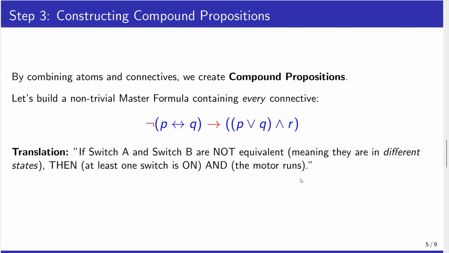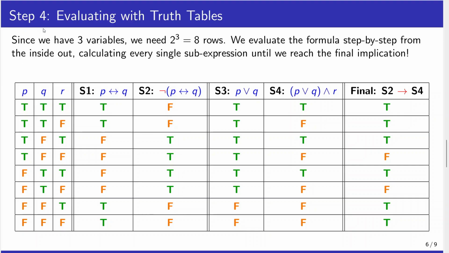Now that we have our rule, how do we test it to see when it's true and when it's false? The most traditional way is using a truth table. Because we have three variables, P, Q, and R, and each can be true or false, we calculate the number of rows by taking 2 to the power of 3. That gives us 8 possible scenarios, or 8 rows.